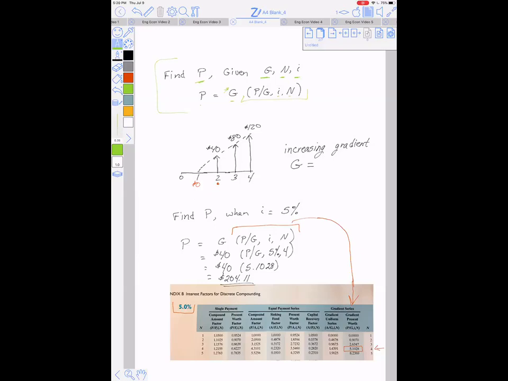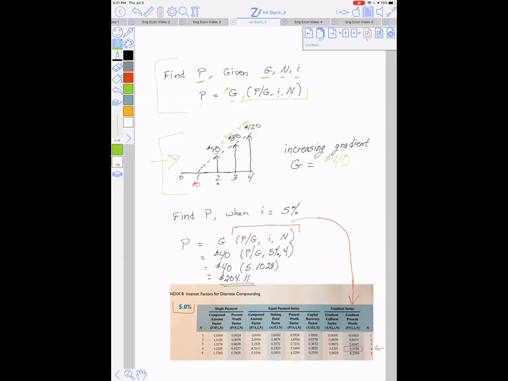All right, so here we have a cash flow diagram of an increasing gradient. What is the amount of G, the gradient, in this example? If you said $40, you would be correct. $40 plus 40 more equals 80 in the next year, plus 40 more equals 120 in the next year.